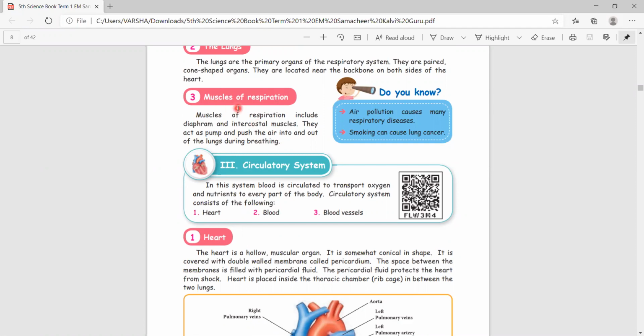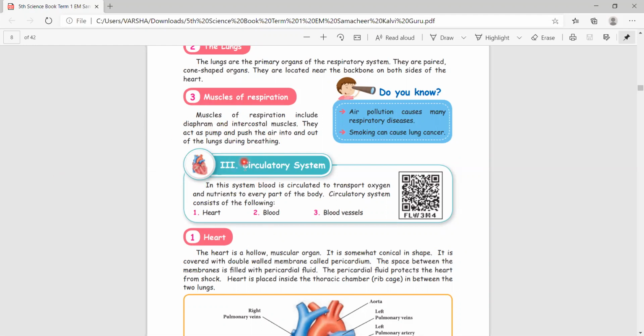Muscles of the respiratory system. What are the muscles? The muscles include the diaphragm and intercostal muscles. They act as a pump and push air into and out of the lungs during breathing.